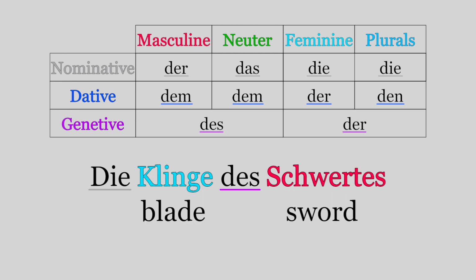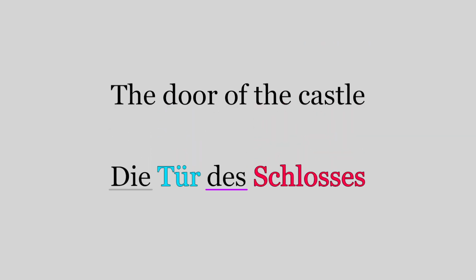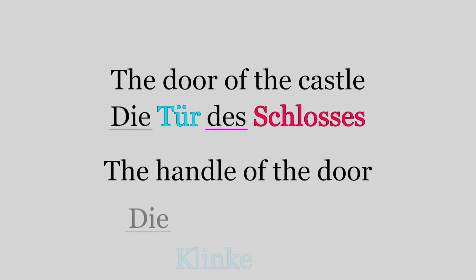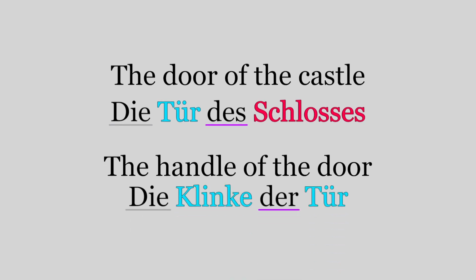You also use genitive case pretty much whenever English could use the words of the to relate to nouns. This is easiest demonstrated through example. The door of the castle becomes die Tür des Schlosses, and the handle of the door becomes die Klinke der Tür. It isn't too difficult conceptually, but your inclination will likely be to use a preposition like you would with the English of the. So it'll take some practice and intentional speaking to sound like a German.